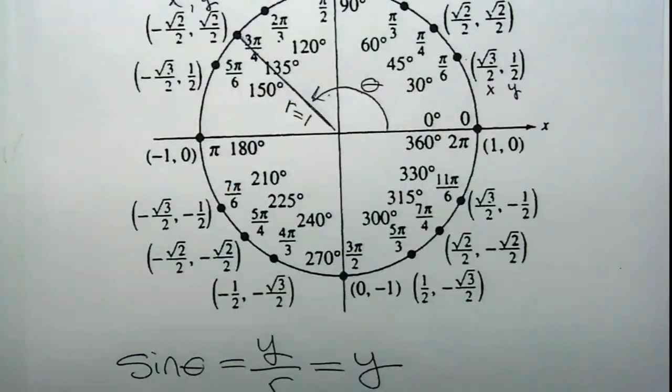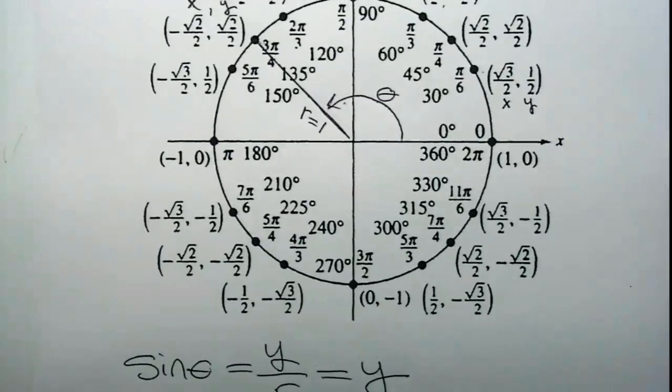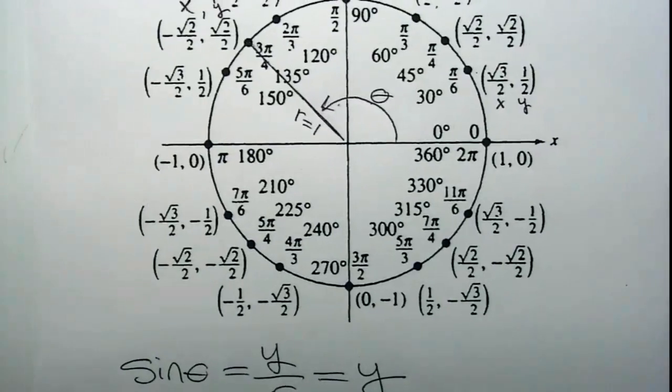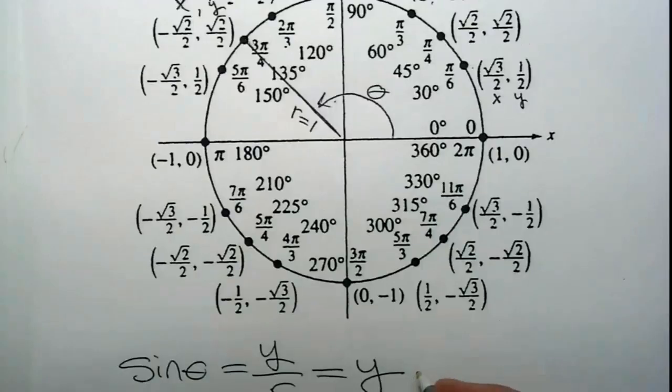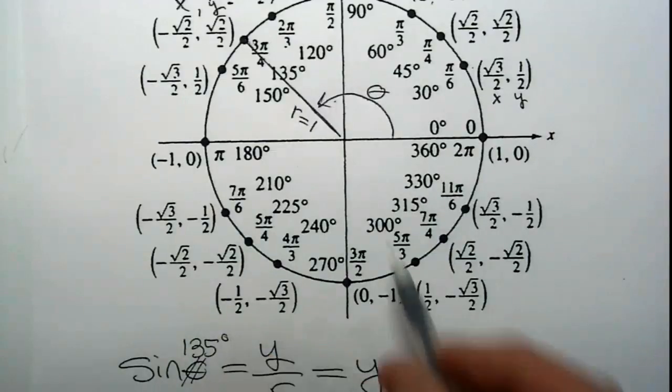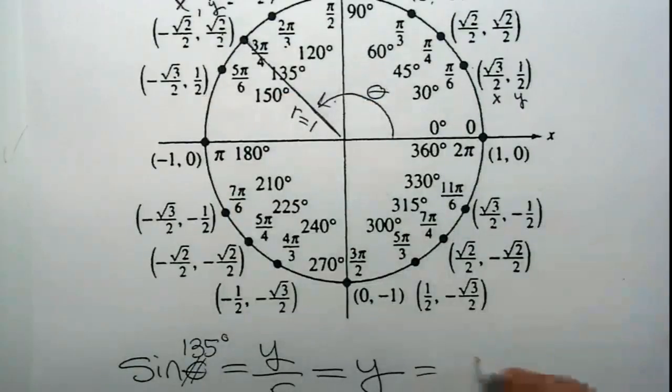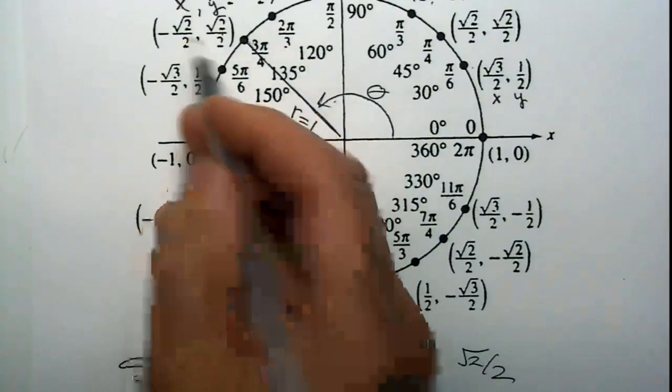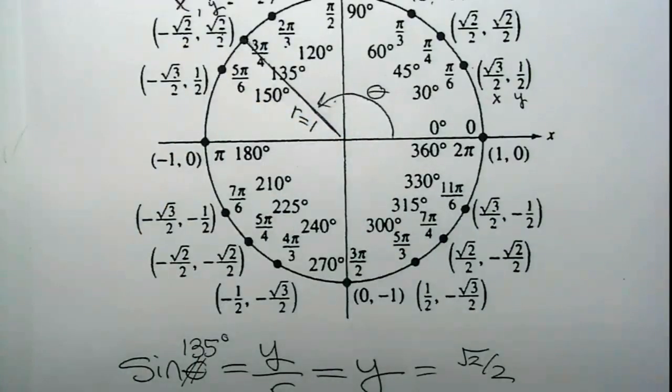Didn't get rid of the r. It's called a unit circle, meaning radius is 1. So what's the sine of 135 degrees in this case? So we can cross this off and put 135 degrees, and we can read off the y value, and we're done. What's the cosine of 135 degrees? Simply read off the x value, and we're done.